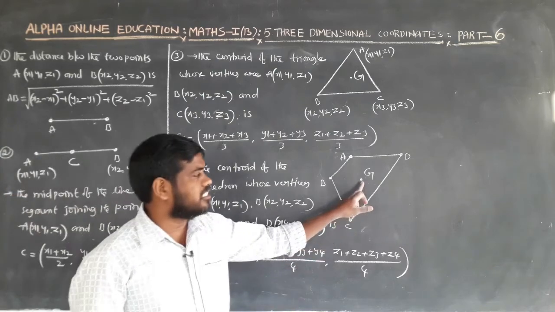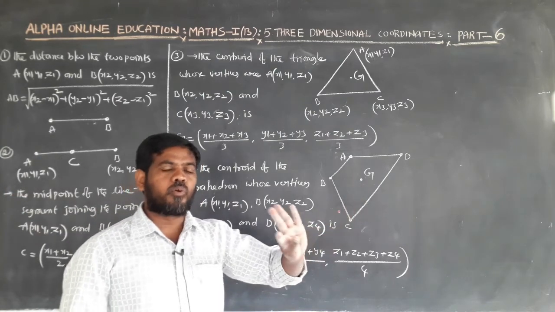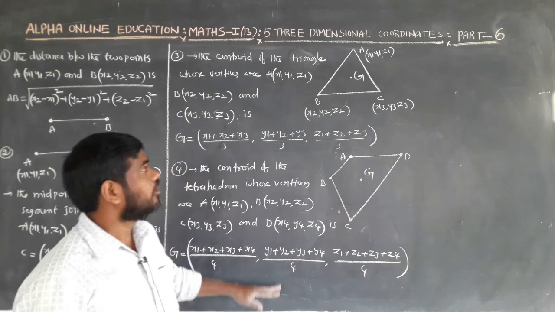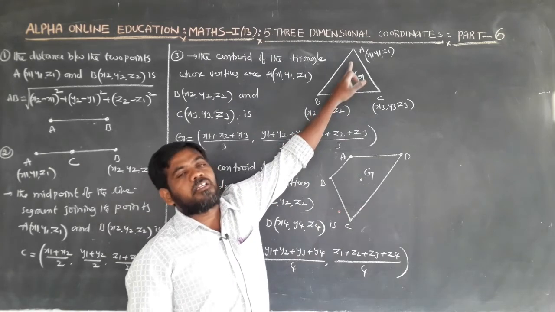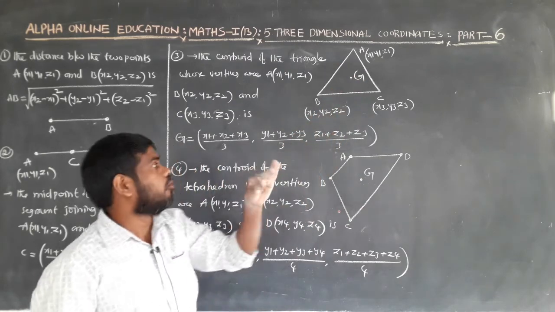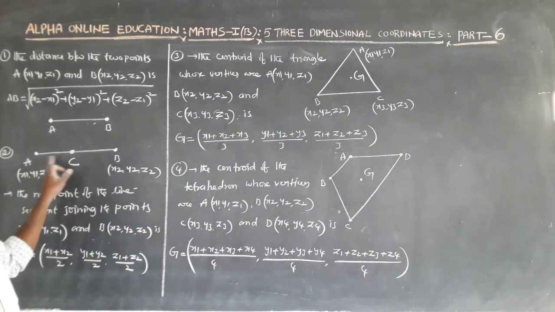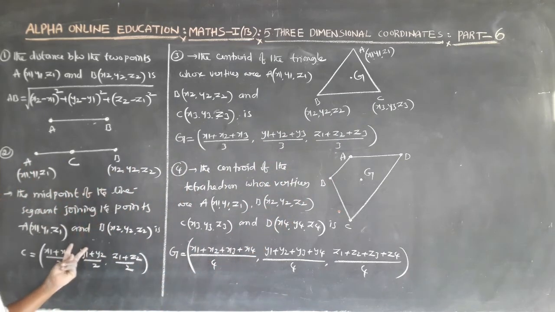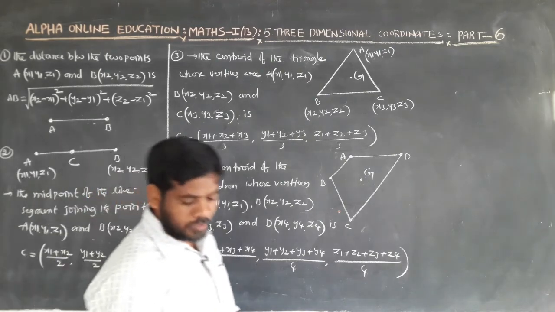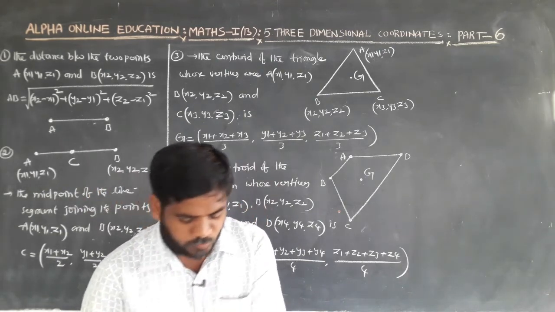So here G is the midpoint. So 4 coordinates adding by 4. Here G is the midpoint of the 3 points. So 3 coordinates adding by 3. Here C is the midpoint of 2 points. So 2 coordinates adding by 2.